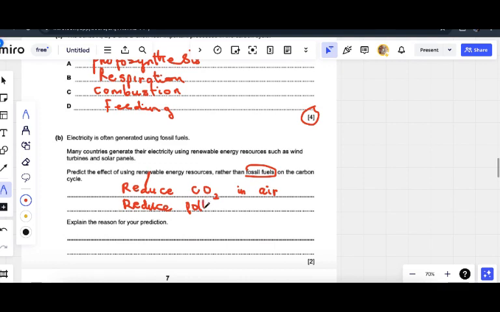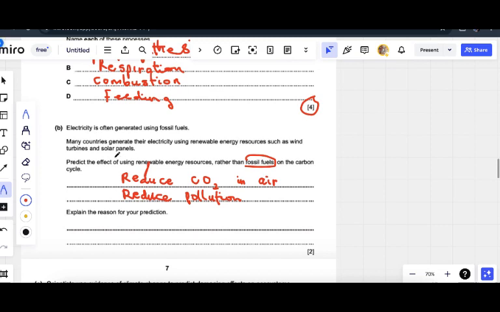Reduces pollution when you're using renewable energy. It guarantees us a clean environment. Clean environment, reduces pollution, reduce CO2, and so on and so forth. Explain the reason for your prediction. You say predict the effect of it. Now explain the reason.